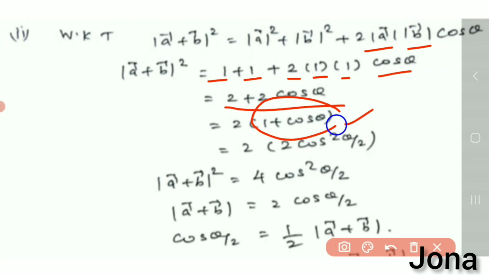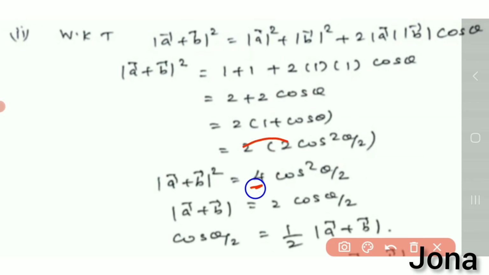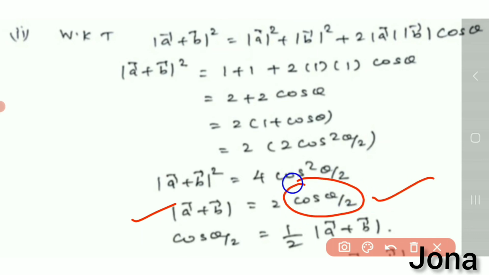This 1 plus cos theta can be written by the trigonometrical formula as 2 cos square theta by 2. If you multiply these two things, we have 4 cos square theta by 2. On both sides we take the square root, so modulus of A vector plus B vector equals 2 cos theta by 2. We want to find the value of cos theta by 2 only, so take this 2 to the other side, it becomes division, and we get cos theta by 2 equals 1 by 2 modulus of A vector plus B vector.